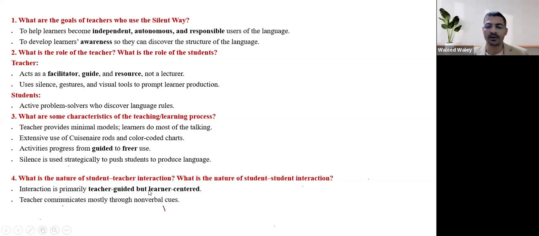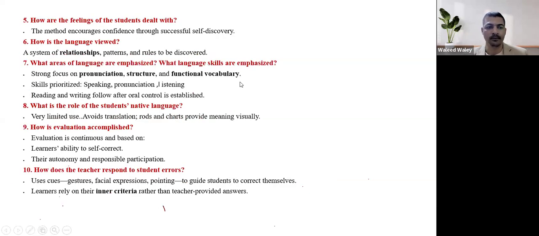The nature of student-student interaction and student-teacher interaction: the teacher always guided the learners, and the learner is the center of the learning process itself. How are the feelings of the students dealt with? The method encourages confidence through successful self-discovery, and they were motivated. How is the language viewed? A system of relationships, patterns, and rules to be discovered. So the students have to discover the rule. What areas of language are emphasized here? A strong focus on pronunciation, structure, and functional vocabulary.